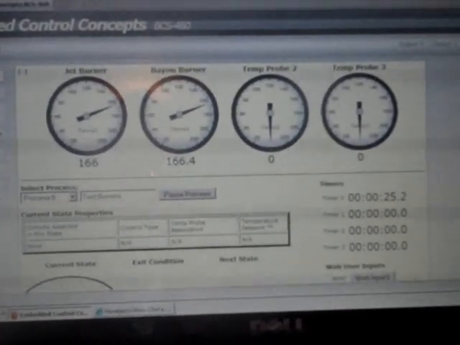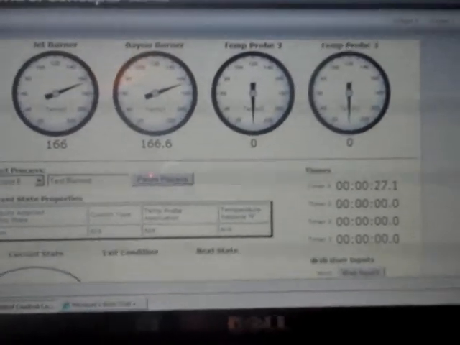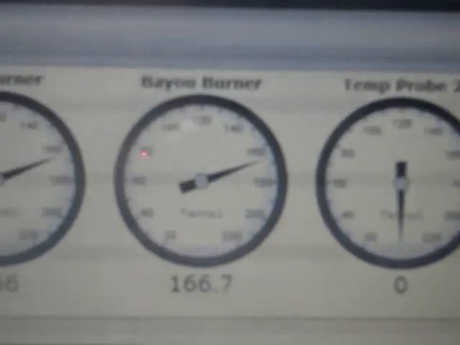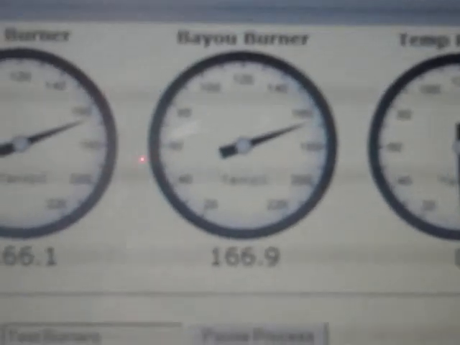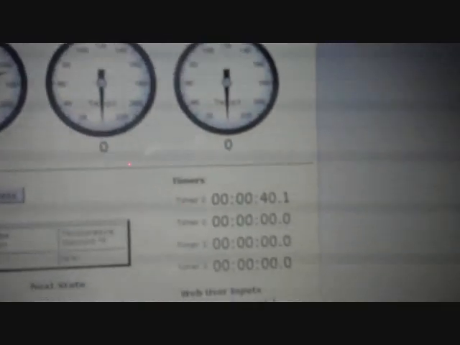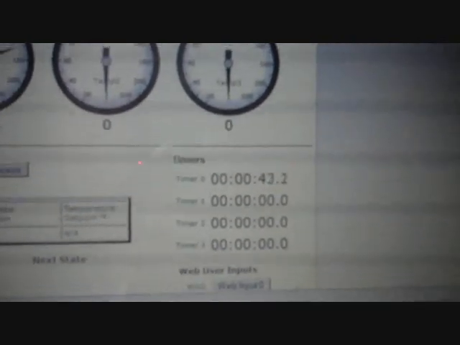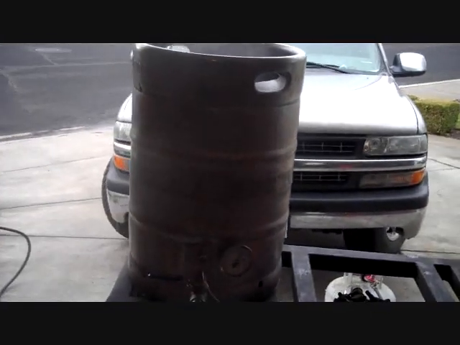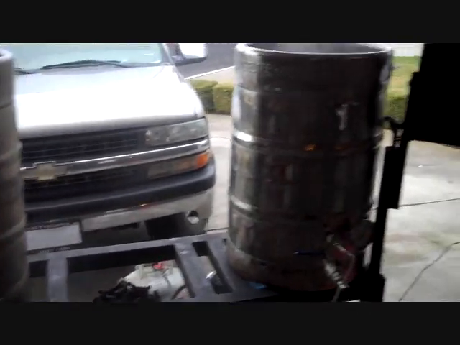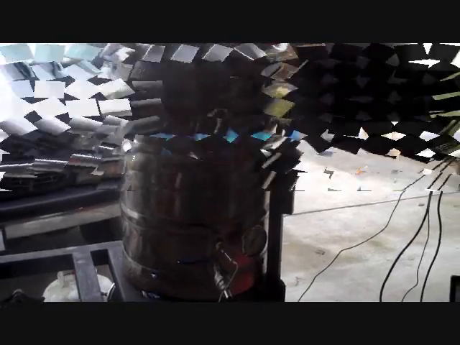You're looking at a BCS 460 display. The temperature on the left is the jet burner and on the right is the Bayou burner. And we have a timer showing us where we're at in the bottom right. We're using two kegs, both very similar. The one on the left is the jet burner and the one on the right is the Bayou burner.